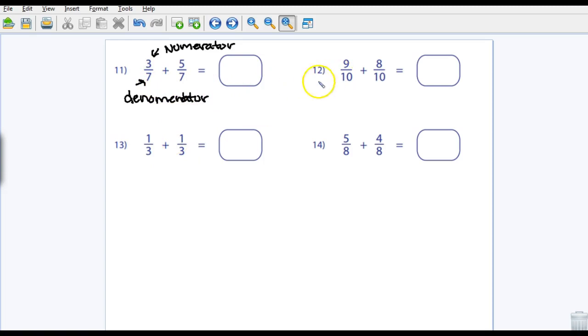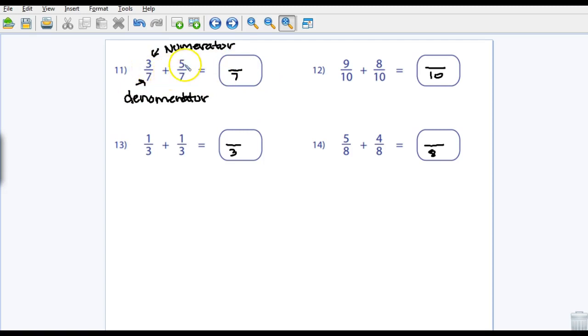So on all of these problems, we notice this is 7 and this is also 7, so we can add them. 10 and 10, we can add them. 3 and 3, we can add them. 8 and 8, and we can add them. Very simple. So all we have to do is draw a fraction bar and bring our denominator across for our answer. Okay, does everybody have them copied? Good. So in order to get our final answer, all we have to do is add these 2 top numbers.